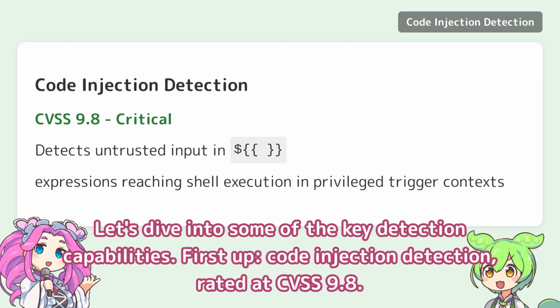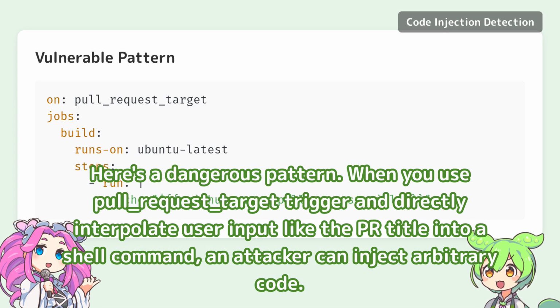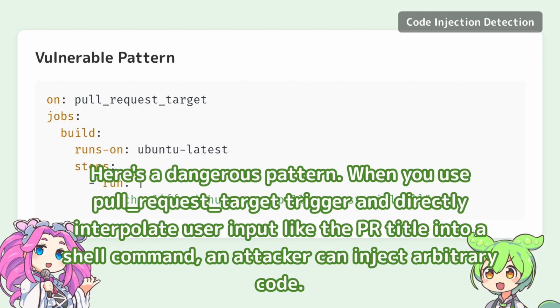First up, code injection detection, rated at CVSS 9.8. Here's a dangerous pattern. When you use pull_request_target trigger and directly interpolate user input like the PR title into a shell command, an attacker can inject arbitrary code.